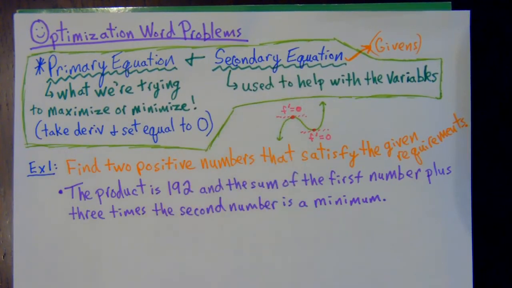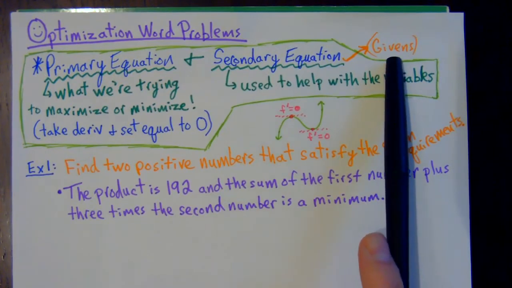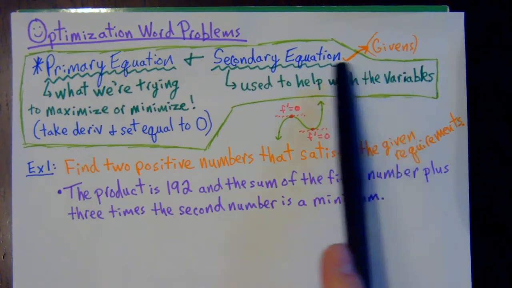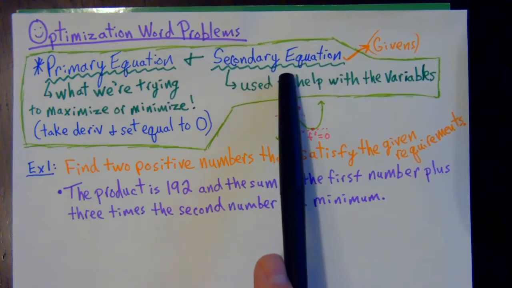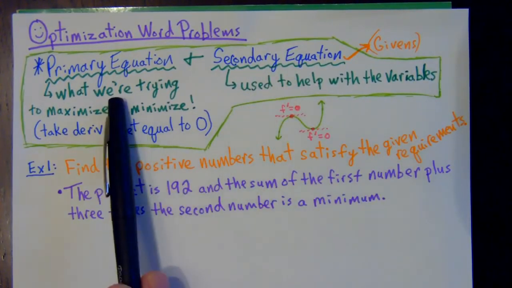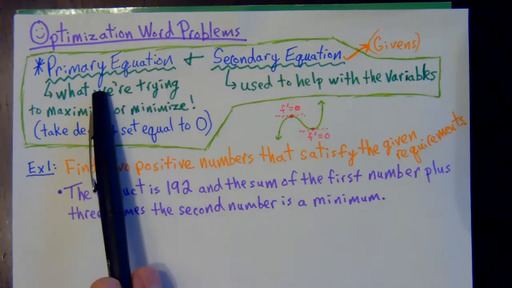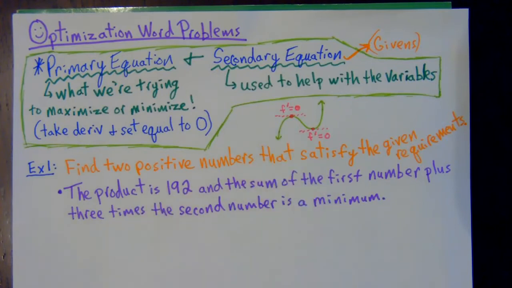The secondary equation, another name for that, I usually call that the givens of the problem. They'll tell us that something must be true. So that's the secondary equation. You never take the derivative of that. That's the one you're going to use to help you with the variables in that primary equation right there. So a lot of times we'll just want to get one variable for that primary equation, take a derivative, and figure out where that's equal to zero.